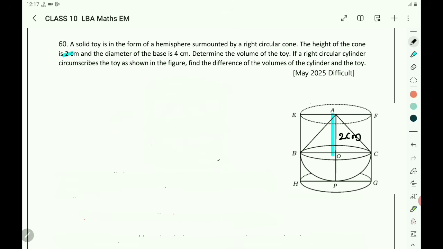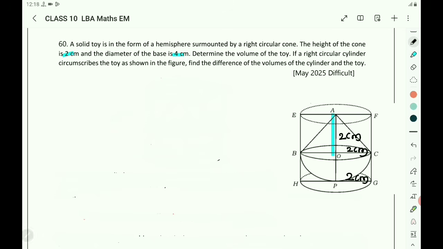And what is the diameter of the base? Diameter of the base is 4 centimeter. Then what about the radius? Radius is half of the diameter, which is equals to 2 centimeter. Then you note down the radius is equals to 2 centimeter. Radius of the cone, radius of the hemisphere and radius of the cylinder all are same. They are equals to 2 centimeter.